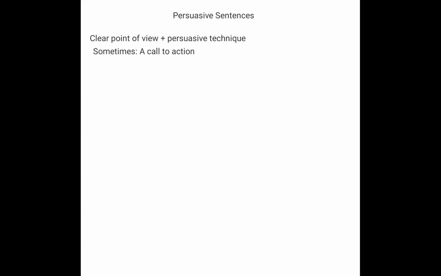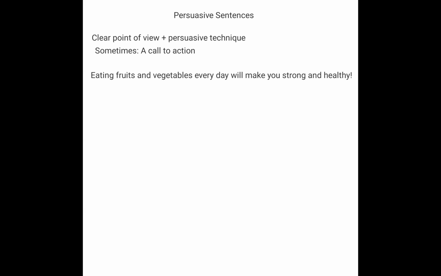And our first persuasive sentence I want you to look at. Eating fruits and vegetables every day will make you strong and healthy. So I'll pick Mary. Can you please tell me what is the clear point of view of this sentence? Eating fruits and vegetables every day will make you strong and healthy.